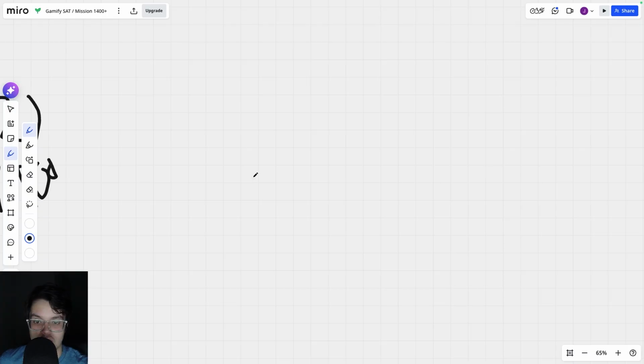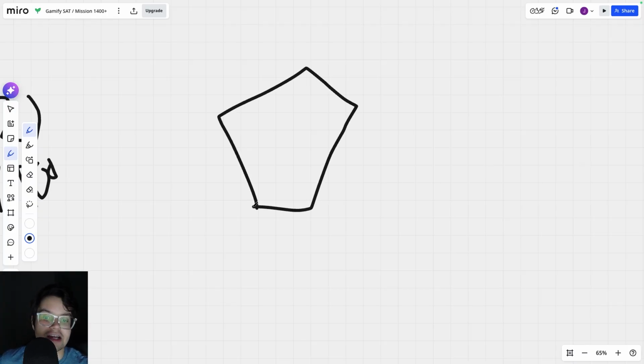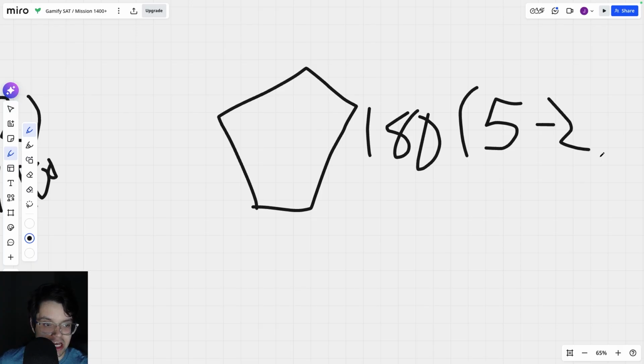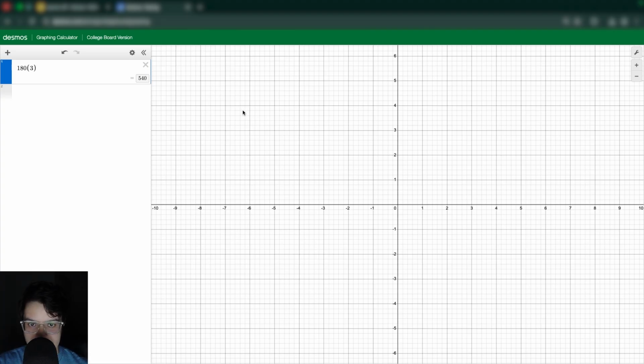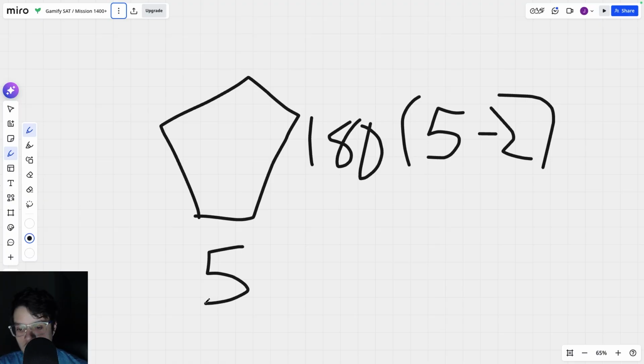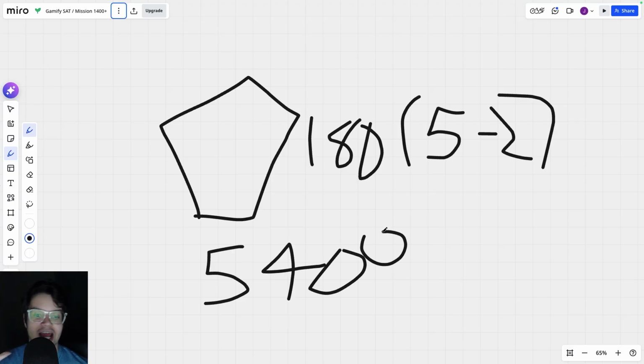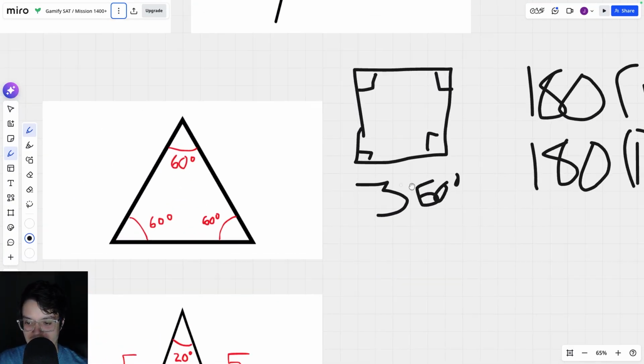If we even have a shape here like a pentagon, pentagons have 5 sides. We could do here 180 multiplied by 5 minus 2. That'd be 180 times 3, which according to Desmos is 540. So if you add everything here, you get 540 degrees. Okay, I know for some of you, this was like the most basic, easy stuff imaginable.